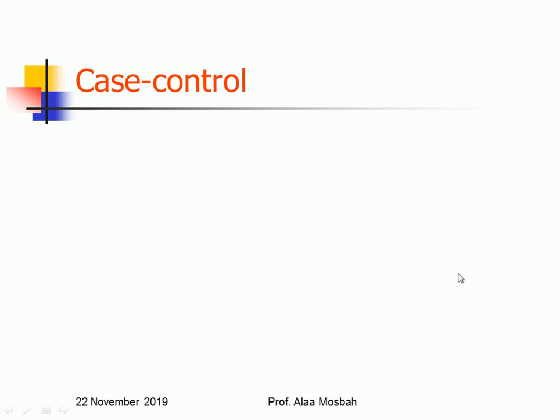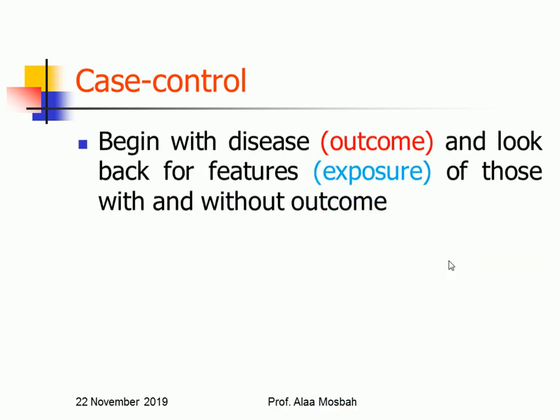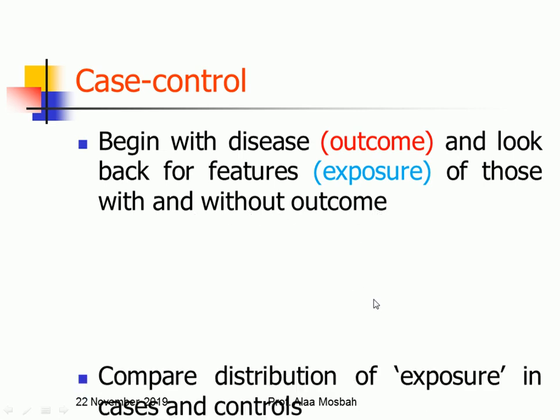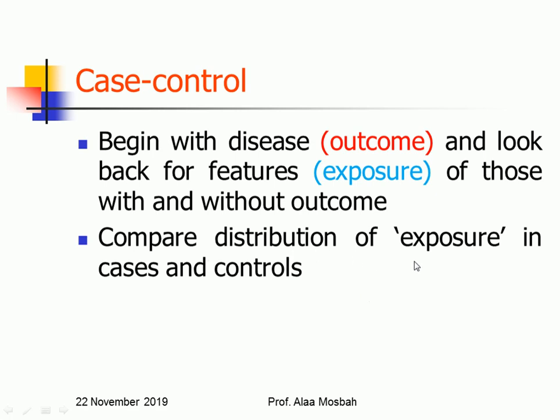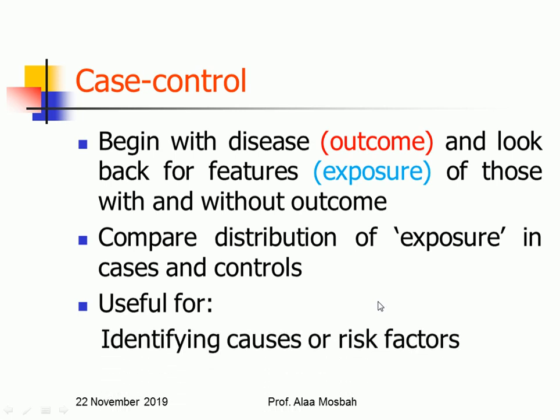The second, in observational study, case control. Begin with disease, the outcome, well known for me, and look back for features or exposure of those with and without outcome. Okay? Compare distribution of exposure in cases and the controls, and it is useful for identifying causes or risk factors.